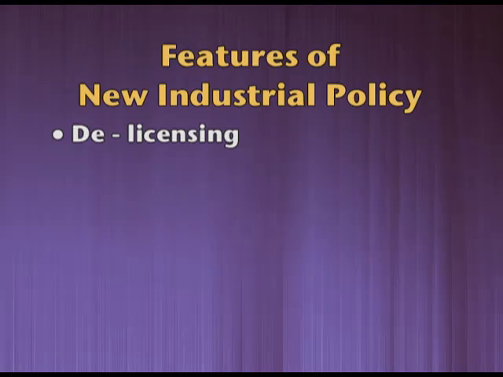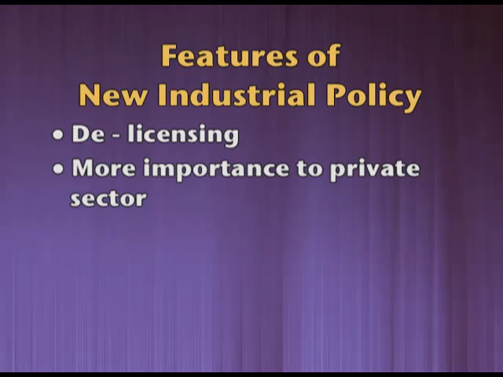So the main features of the new industrial policy are as follows. The very first feature of the new industrial policy was delicensing. Before 1991, all the business organizations needed to get a license from the government. So there was unnecessary pressure on all the business organizations to get a license. But in the year 1991, in the new industrial policy, delicensing took place. The government reserved only 6 products in which licensing was required, and from all the remaining ones it was taken off.